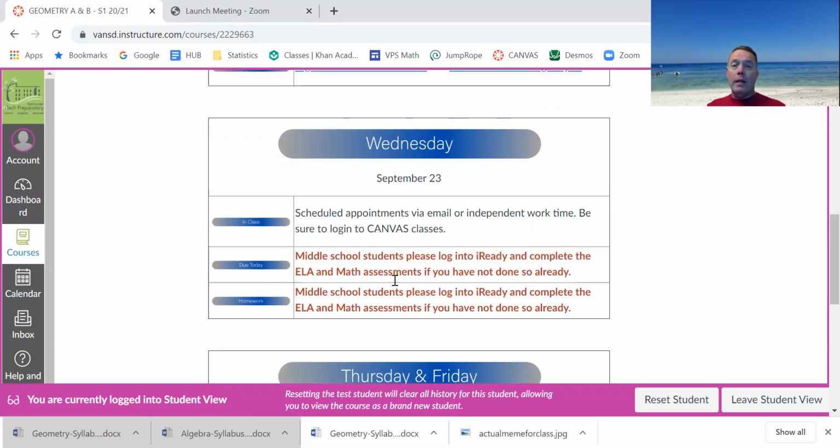And then Wednesdays are non-class days. They're independent work days. You can get help if you schedule an appointment with me. Otherwise, it's independent work. Please make sure you log into Canvas classes for attendance purposes. And there will be some special announcements at times. In this particular one, we had middle school students do some iReady testing this week, so we gave an announcement that Wednesday would be a good time for them to do it since there's no classes.